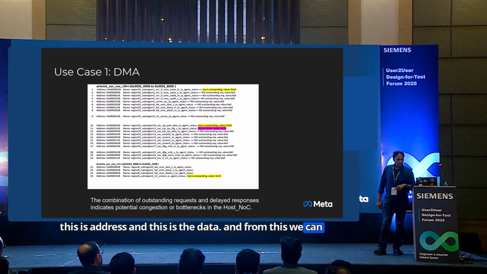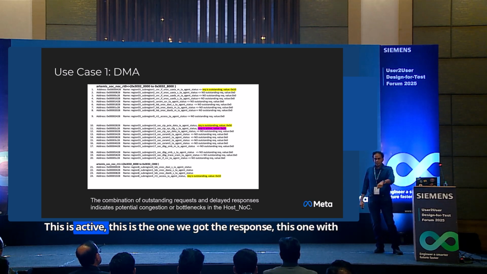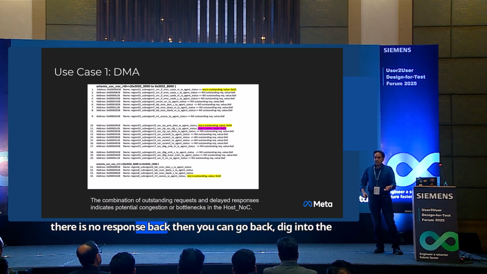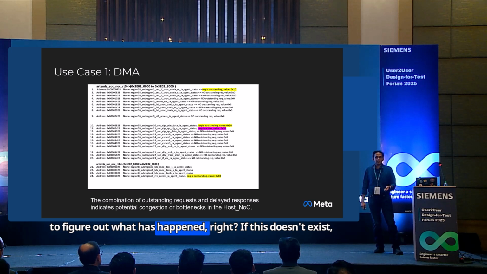And from this, we can quickly say, oh, this is where the outstanding transactions are. This is active. This is the one we got the response for. This one is where we couldn't get the response back. And if there is no response back, then you can go back and dig into the code which is causing the problem. That's much easier for you to figure out what is happening.